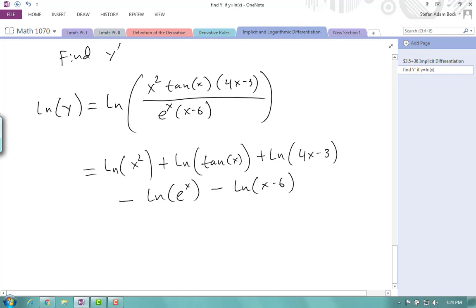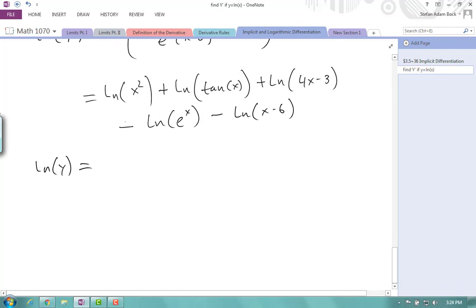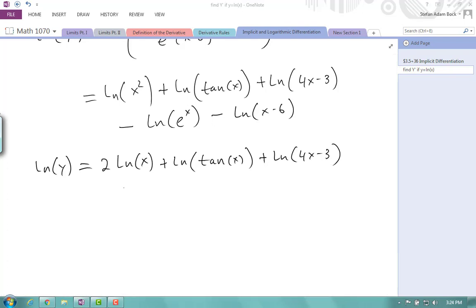We can simplify a couple of these to our advantage. The natural log of x squared, I can use log properties again to get rid of exponents: 2 times natural log of x, which means I don't have to do a chain rule for that problem anymore. For the natural log of my tangent, I could split it into sine over cosine, but I don't gain enough of a benefit for doing that, so I won't this time. The natural log of e to the x, those cancel, so I just have a minus x in place of that, and then a minus natural log of x minus 6.